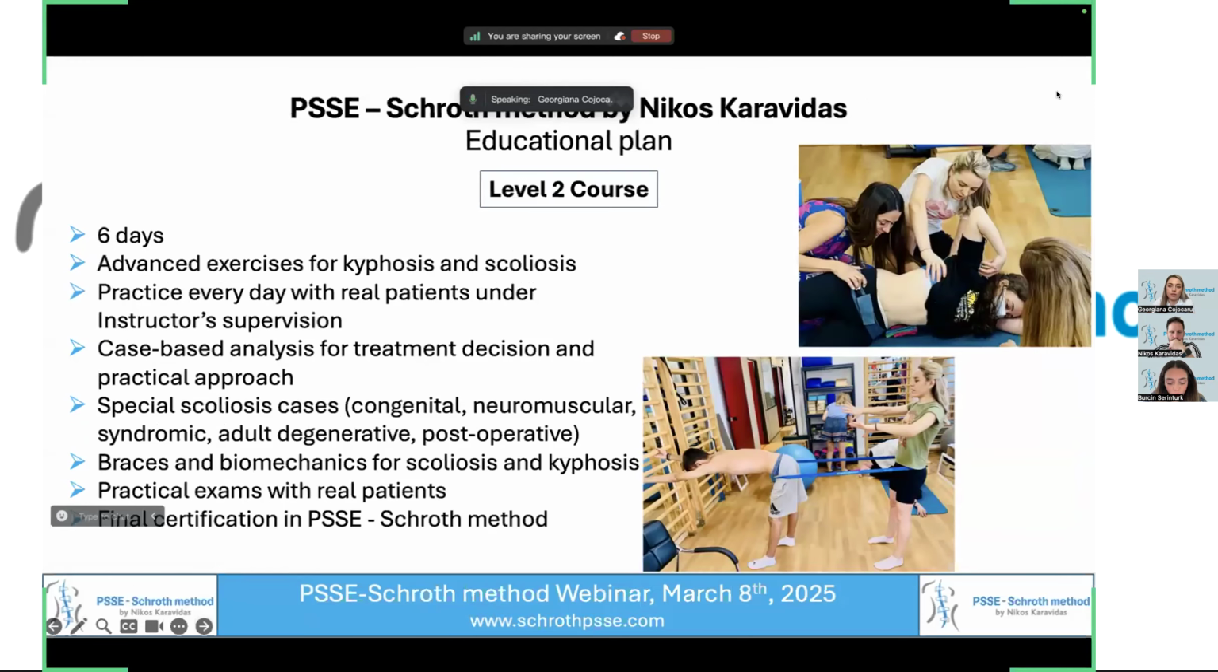After the level 1 course comes the level 2 course, which again lasts 6 days. Here we have advanced exercises for kyphosis and scoliosis. We practice every day with real patients under instructor supervision. So we will evaluate our patients every day. We will treat them clinically, radiologically, and by applying these exercises.